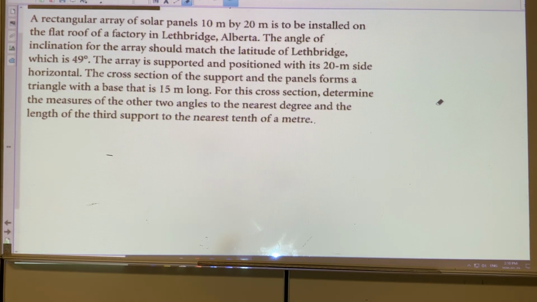So we got a rectangular array of solar panels that are 10 by 20, and those are to be installed on a flat roof of a factory in Alberta. I love how this textbook tries to bring in the different provinces. The angle of inclination of the array should match the latitude of Lethbridge, which is 49 degrees. This is like a real thing.